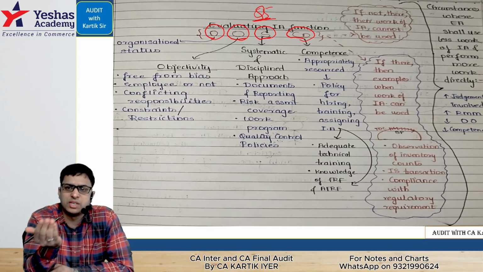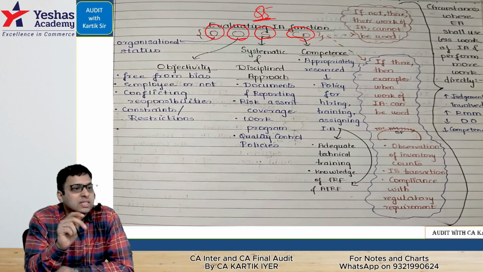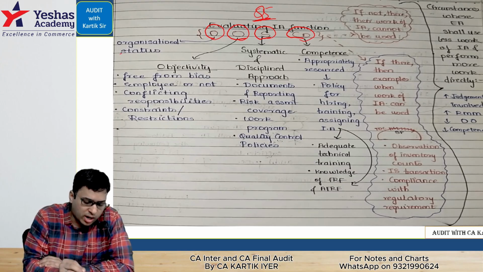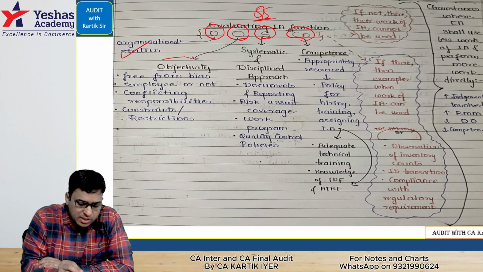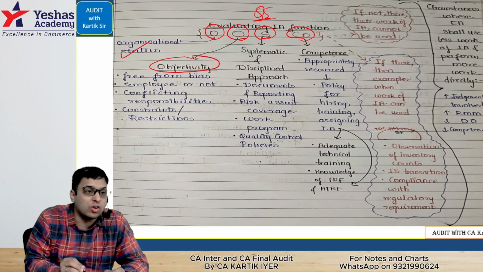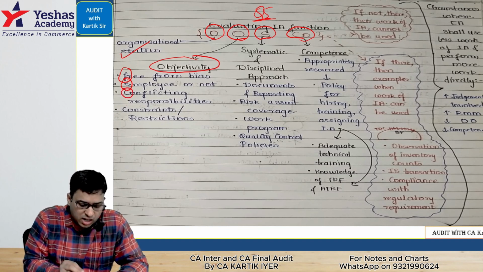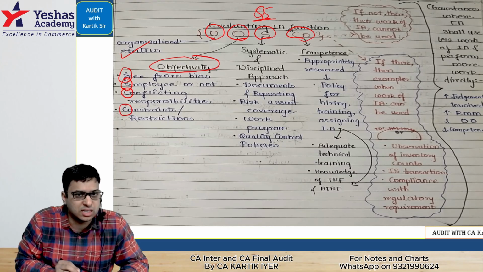Is it a proprietorship firm? Is it a partnership firm? Is it a firm having lots of experience? That is what we are looking at. We are looking at the organizational status. Objectivity basically means we are looking at unbiased approaches there or not. For that, if you remember, we had a code called FICR. FICR was in relation to free from bias, whether it is an employee or not, conflicting responsibilities are there or not, and constraints or restrictions we had seen.